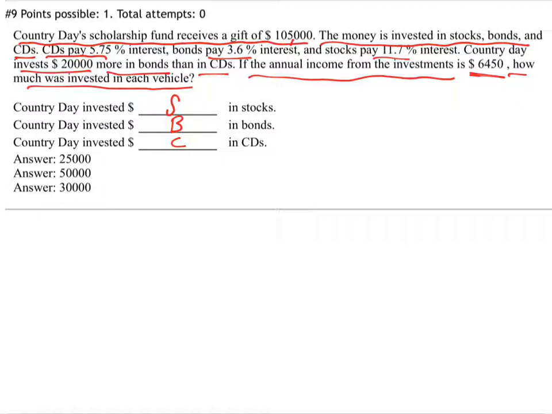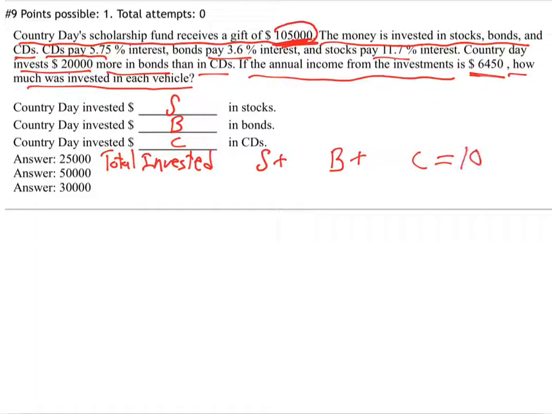With 3 letters, you know we need 3 equations. If we have 2 letters, we need 2 equations. If we have 3 letters, we need 3 equations. So let's write our 3 equations. The first one is going to be total invested. So the amount invested in stocks plus the amount invested in bonds plus the amount invested in CDs must equal the total amount invested. And that's the $105,000 right here.